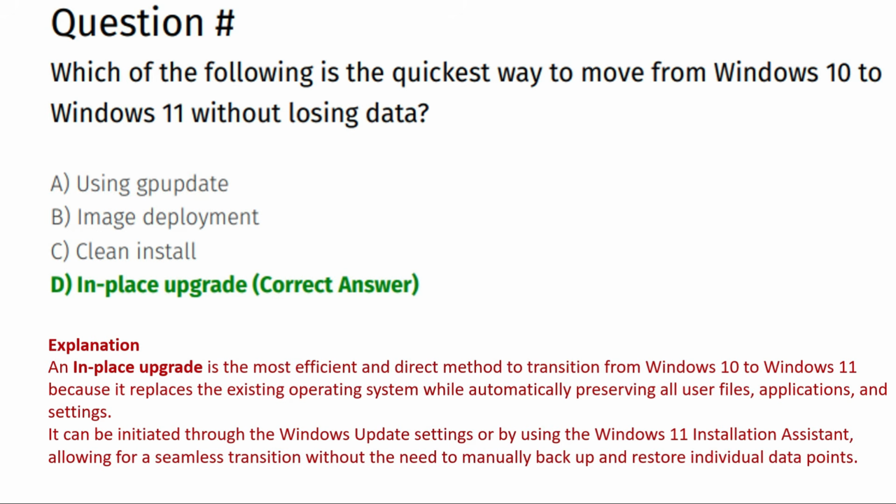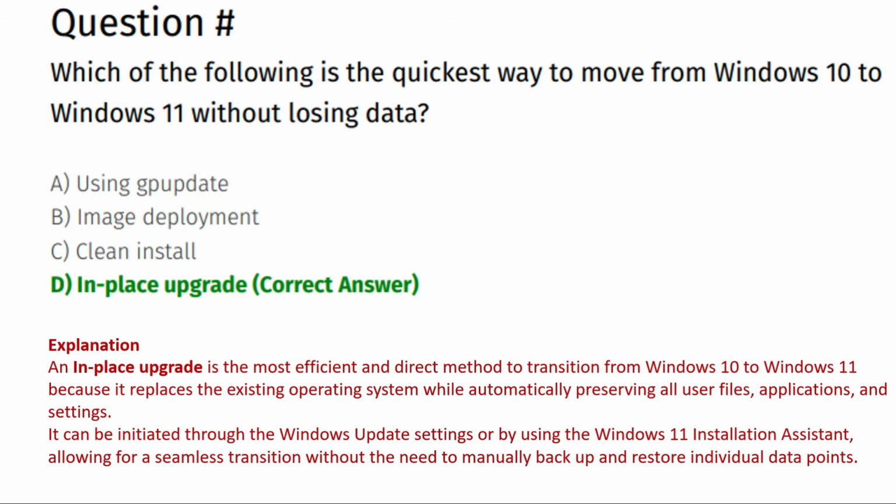And the correct answer for this question is option D, in-place upgrade. So let's check the explanation for this answer. And the explanation is, an in-place upgrade is the most efficient and direct method to transition from Windows 10 to Windows 11 because it replaces the existing operating system while automatically preserving all user files, applications, and settings.